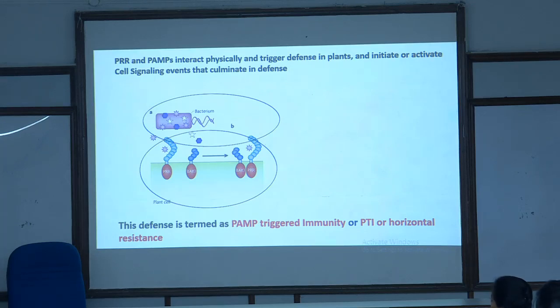Literally, there is a physical interaction because the proteins are configured by the plant in such a way that PRRs and PAMs can undergo something like a lock and key configuration. So this is so important.